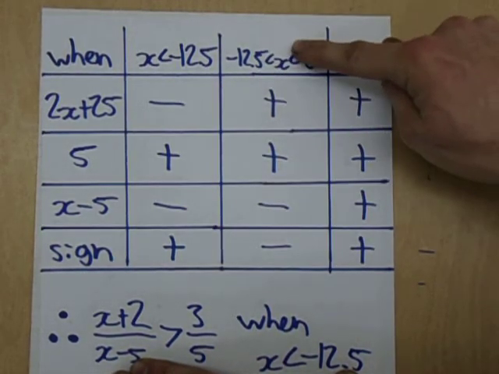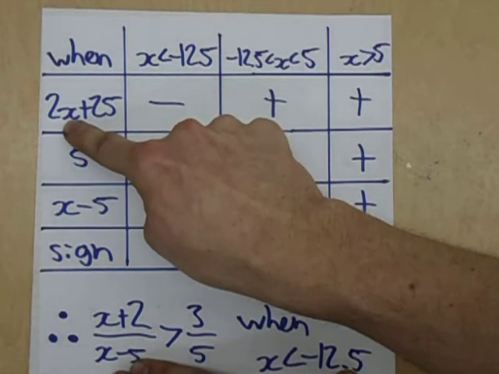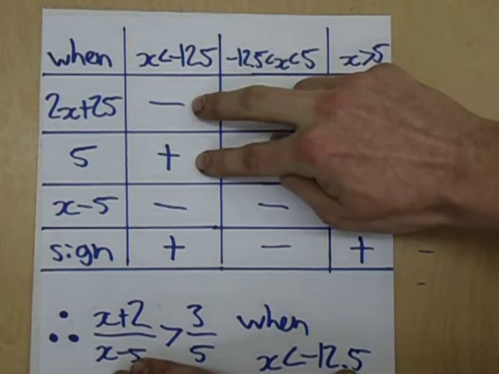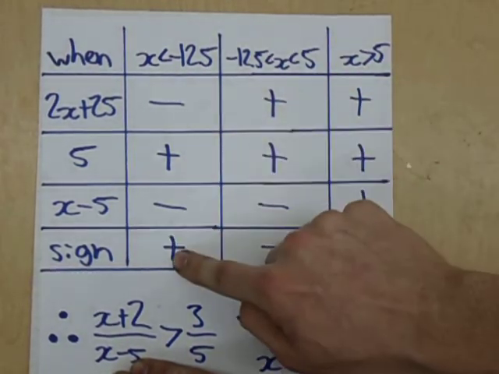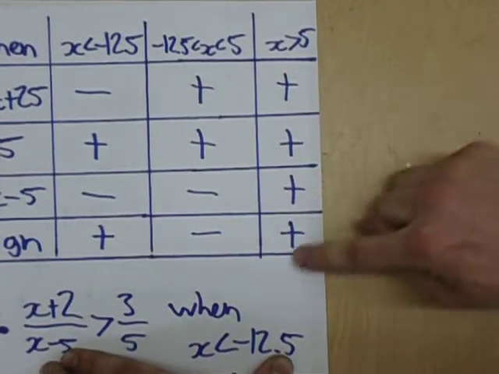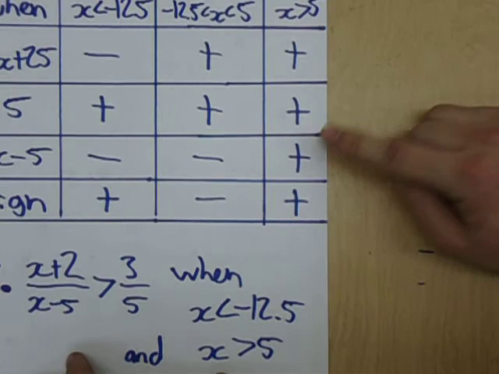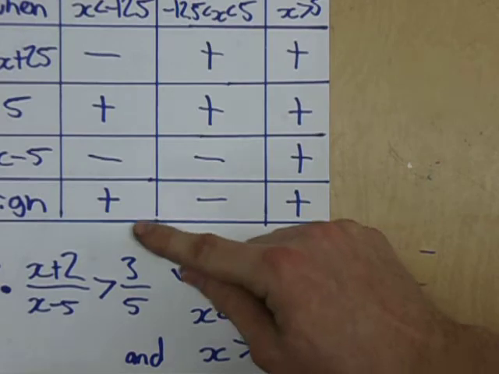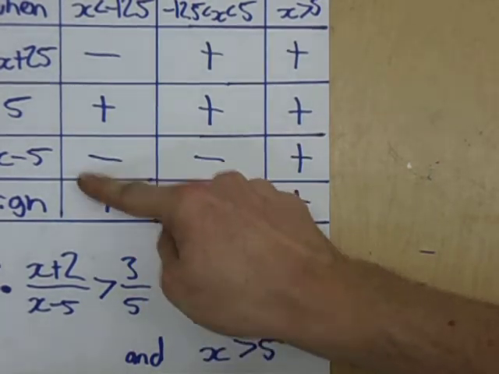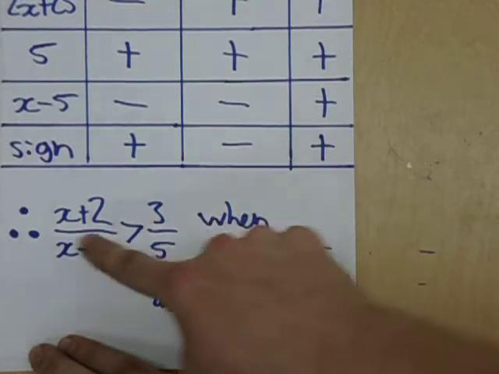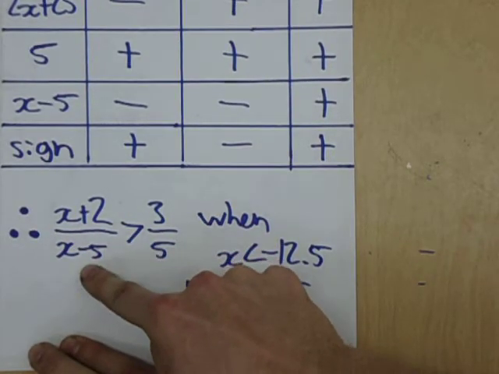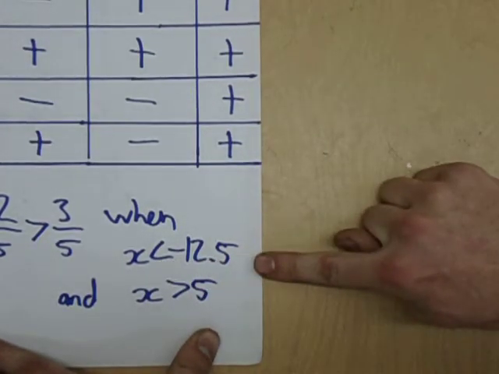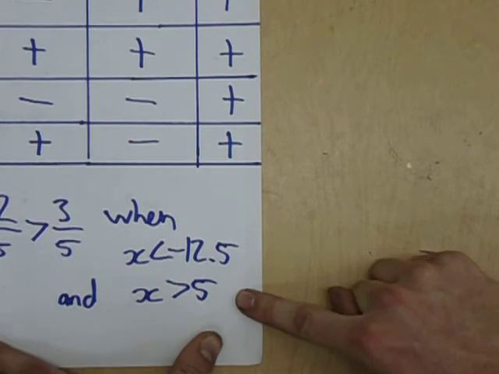And as we go across, you just do the same thing. You plug in a number that satisfies this interval into here where the x is, and so you get positive, and then the negative will be a negative. Here that's a negative, and a negative will be a positive, and here all positives lead to a positive at the end. So we said that the intervals that satisfy this inequality will be the solution. So anything greater than 0 will be the solution. So this positive interval and this positive interval. So in the end, x plus 2 over x minus 5 is greater than 3 over 5 when x is less than negative 12.5 and when x is greater than 5.